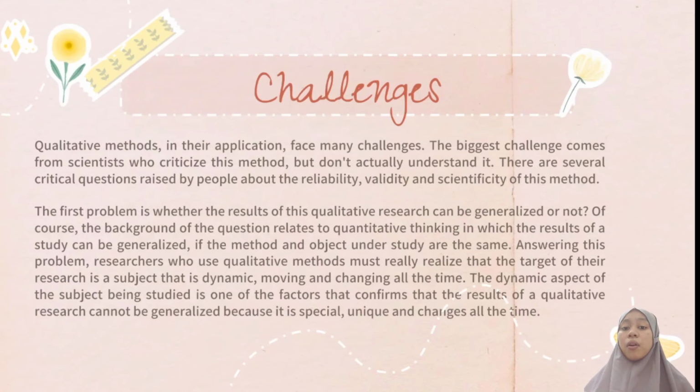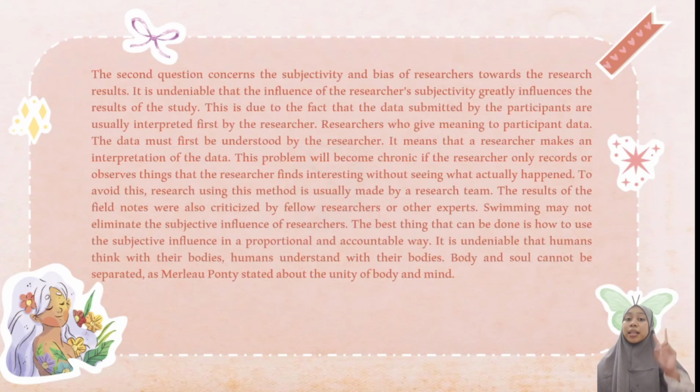The first problem is whether the result of this qualitative research can be generalized or not. Of course, the background of the question relates to quantitative thinking, in which the result of a study can be generalized if the method and object under study are the same. The second question concerns the subjectivity and bias of researchers toward the research result. It is undeniable that the influence of the researcher's subjectivity greatly influences the result of the study.